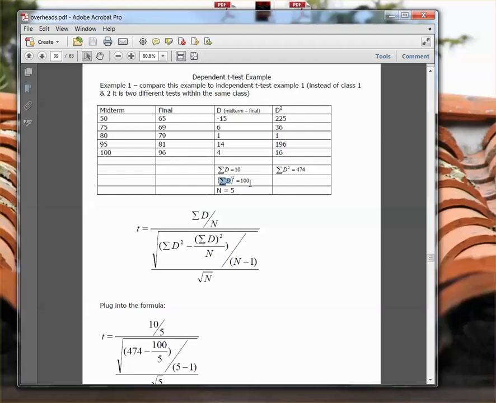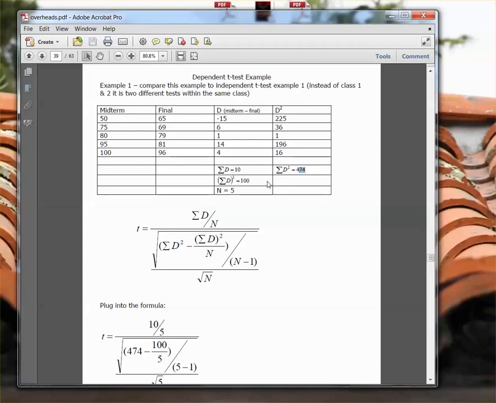So that's where those values come from. They're going to go in the formula here in just a second. But we also need to square D first and then sum it up. So minus 15 squared is 225, 6 squared is 36, and so on. So these are D squared values. We sum them up, and you're going to get 474.